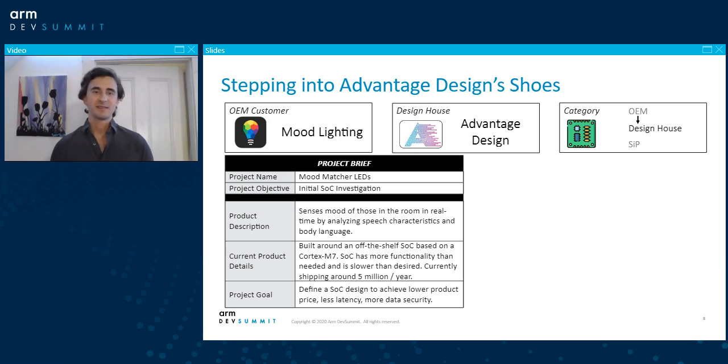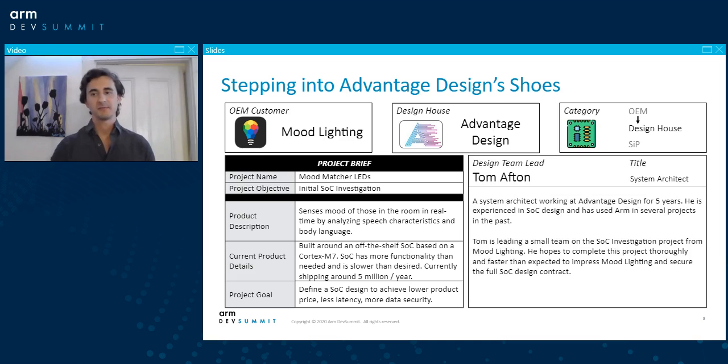So the current product, a fictional product, is built around an off-the-shelf SoC based around a Cortex M7, and it has more functionality than is desired. It's currently shipping around 5 million parts per year. So the goal of the project is that they'd like Advantage Design to define an SoC to achieve lower product price, less latency, with more data security to handle the sensitive customer data that they're working with.